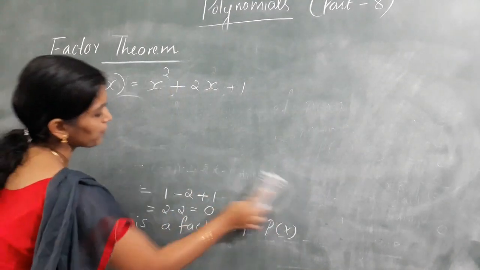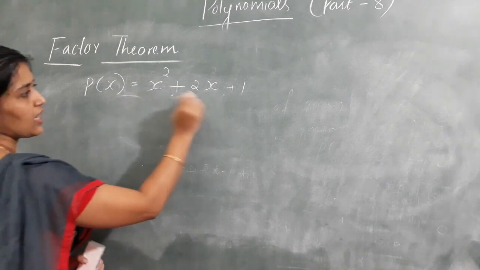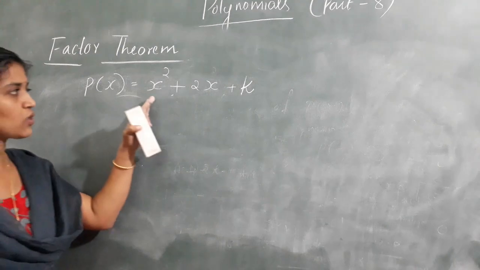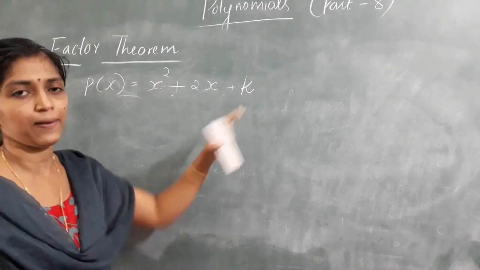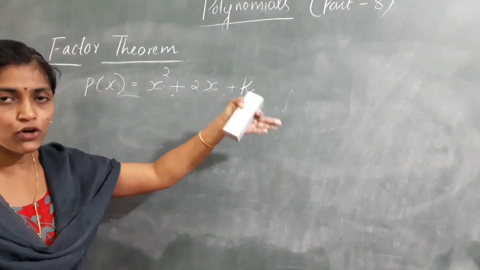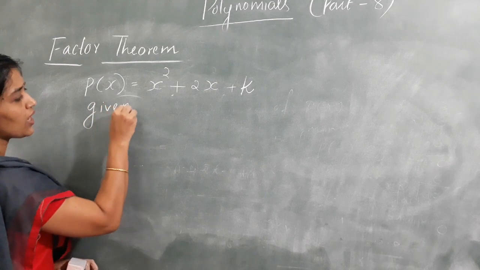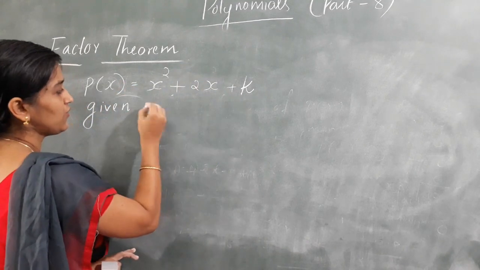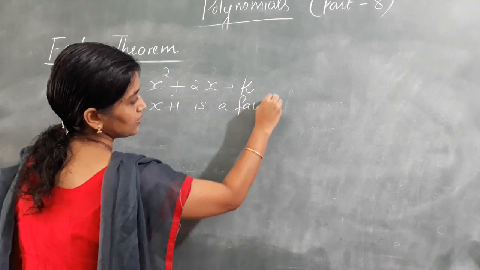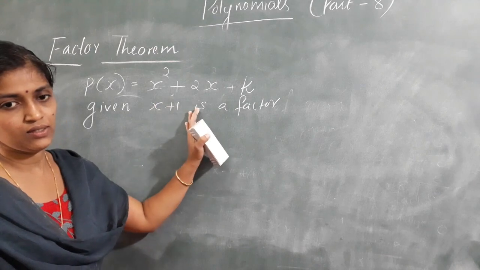Suppose a polynomial is given to you and there is an unknown, like some k here. I am taking that as k. That is x square plus 2x plus k. Okay. Now, we are asked to find the value of k, given x plus 1 is a factor. It's already given to us that x plus 1 is a factor.